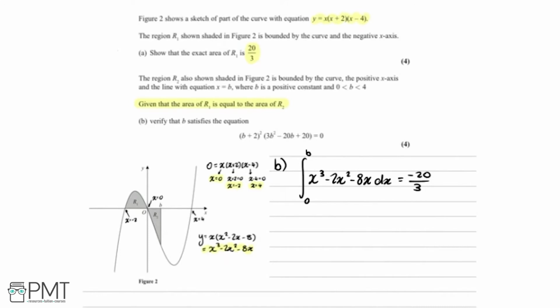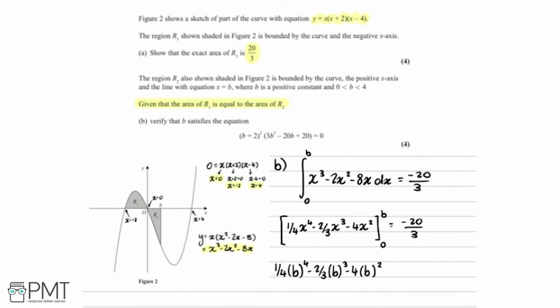Fantastic. So now we've set this up, we can start working with it. I'm going to carry out the integration, and this is exactly the same as in the previous part. So we get a quarter x to the power 4 minus 2 over 3 x to the power 3 minus 4x squared, between 0 and b, and again that equals minus 20 over 3. Evaluating this, we sub in x equals b and then take away subbing in x equals 0. So doing that, we get a quarter b to the power 4 minus 2 over 3 b to the power 3 minus 4b squared.